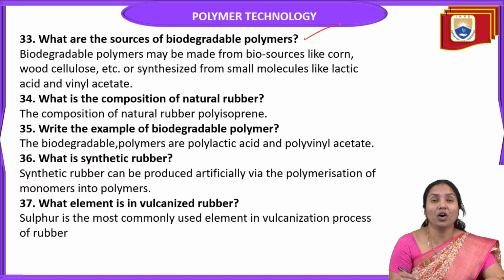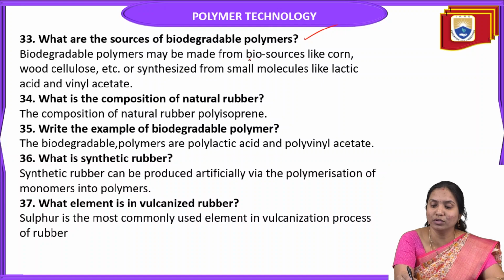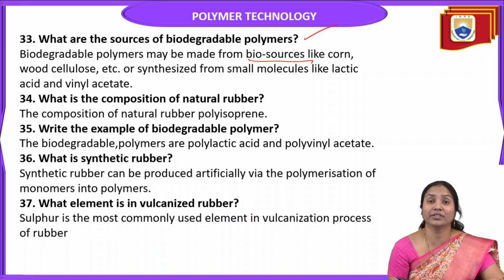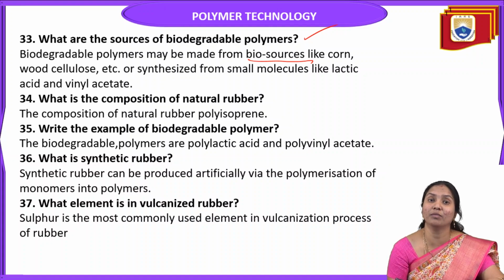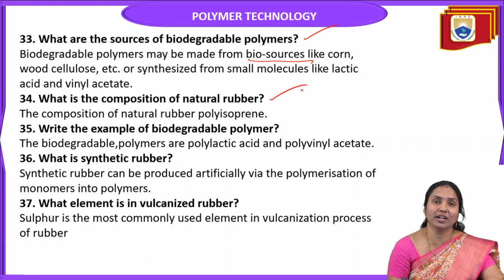And next question is, what are the sources of biodegradable polymers? So these biodegradable polymers may be made from biosources. So what are the biosources? Like corn, wood, cellulose, etc. So synthesized from small molecules like lactic acid and vinyl acetate. So naturally occurring polymers are called biodegradable polymers, and these polymers easily undergo degradation also by enzymatic reactions or microorganisms like algae, fungi, etc.